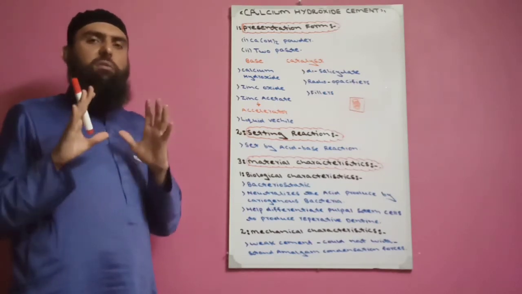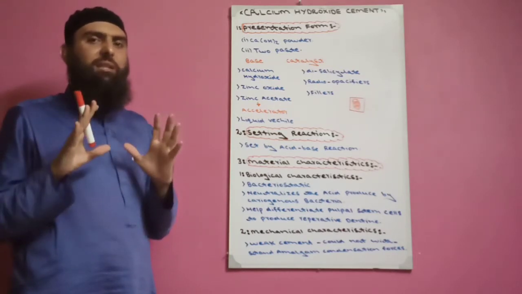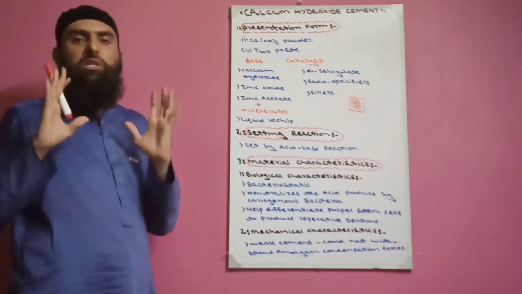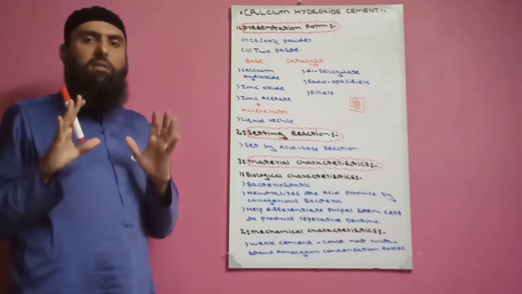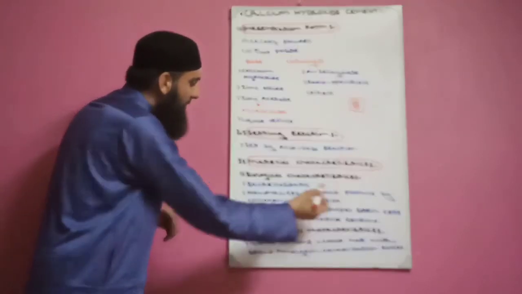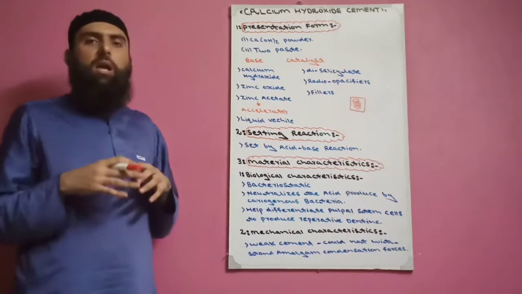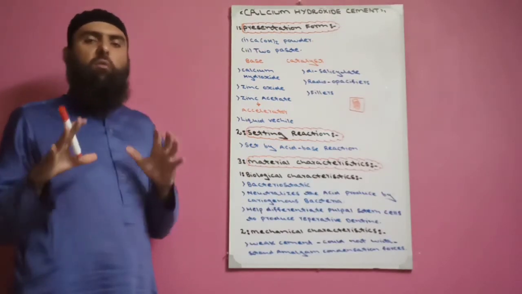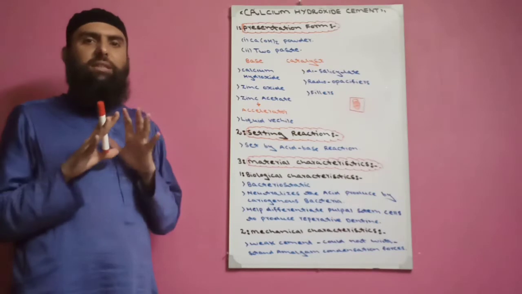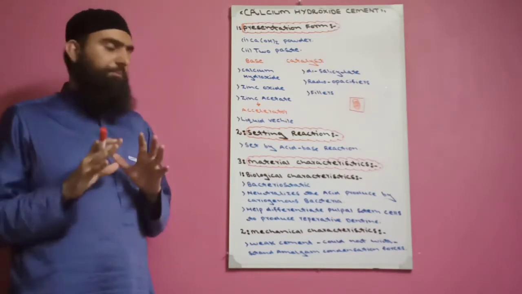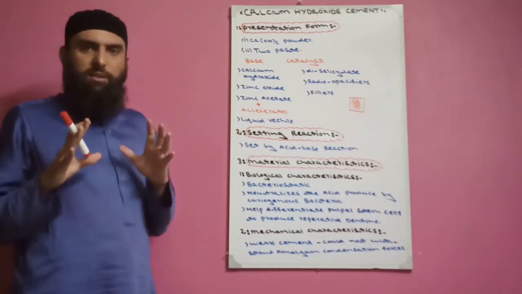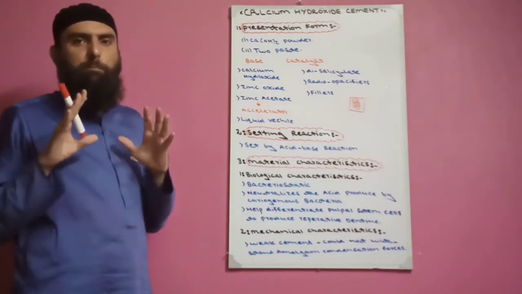Now calcium hydroxide is bacteriostatic, means it stops the growth of bacteria. Which bacteria? Cariogenic bacteria, which cause caries in the tooth. Second biological characteristic is that it neutralizes the acid produced by cariogenic bacteria. Now, how does tooth decay take place? When bacteria produce acid, this acid dissolves the tooth structure. Now, calcium hydroxide is a base. It neutralizes the acid which is produced by cariogenic bacteria.